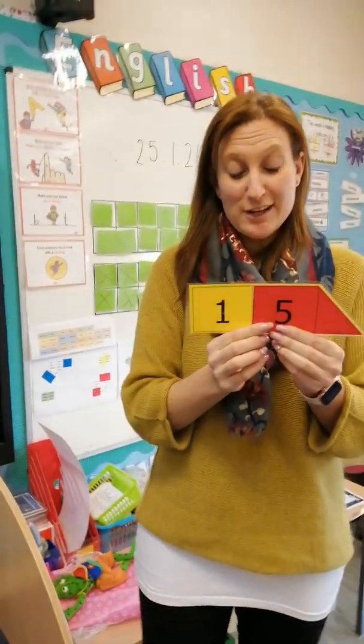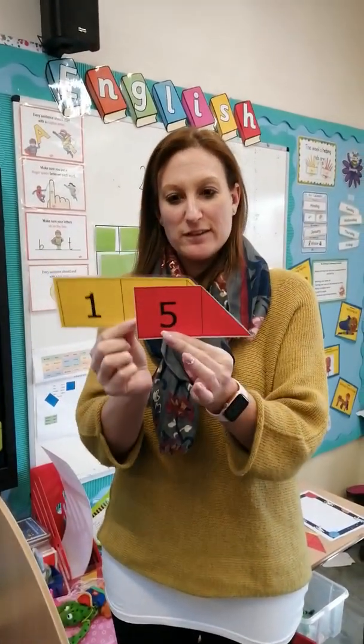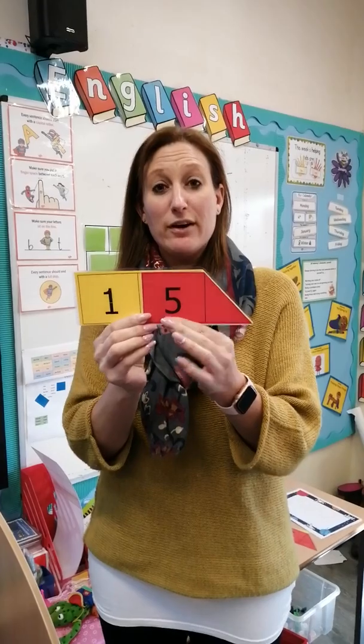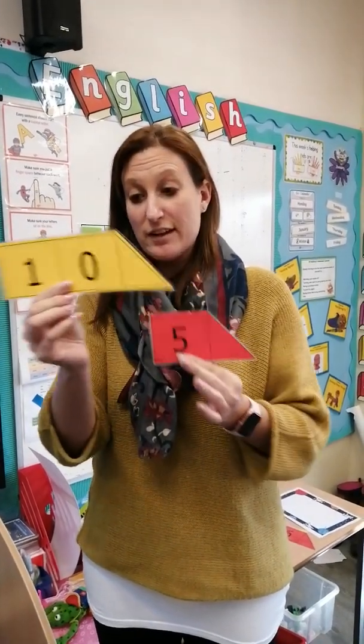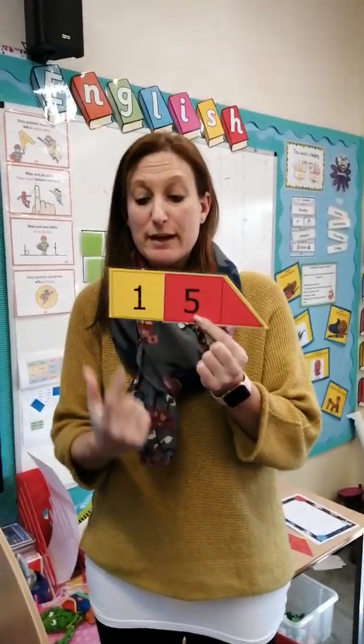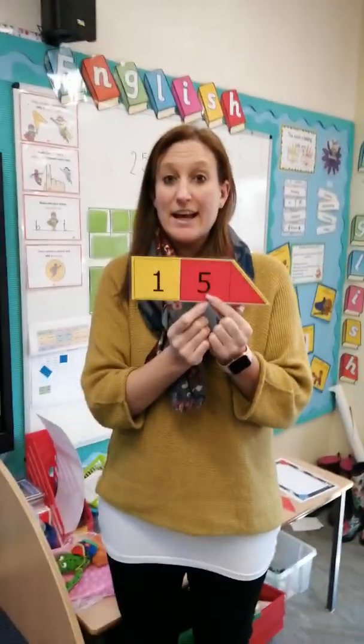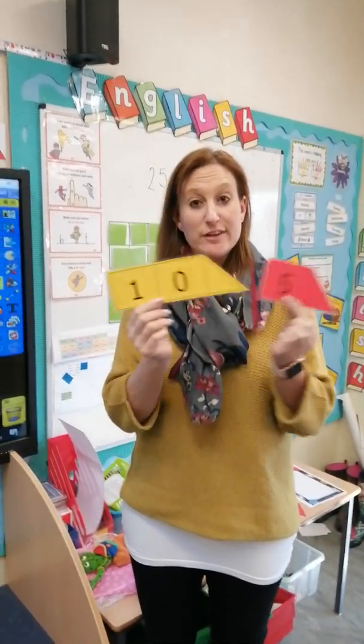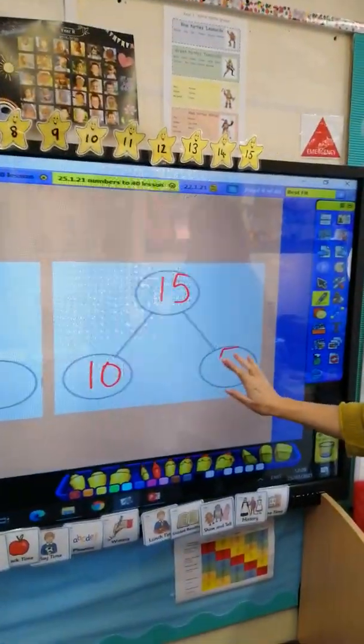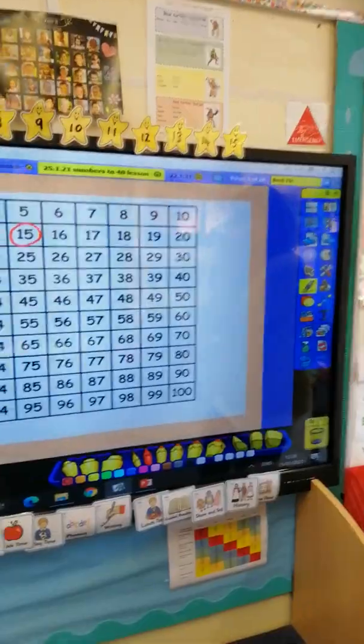That's right, well done guys. You will have the number 10 and the number 5 because the 0 of the 10 is hiding behind the 5 ones, isn't it? 10 and 5. Let's say together that 15 is made up of 1 ten and 5 ones. 1 ten and 5 ones. So I have 10 and 5 ones. Let's go back to the 100 square.